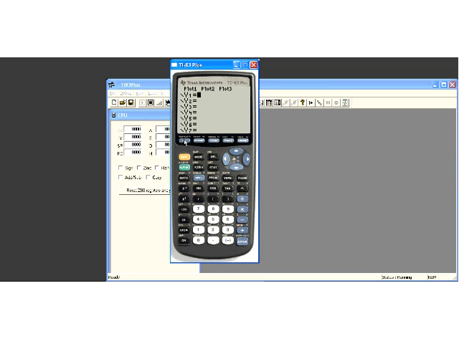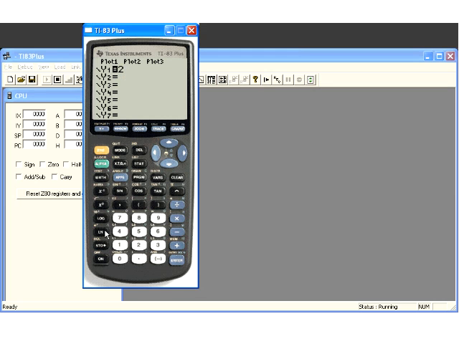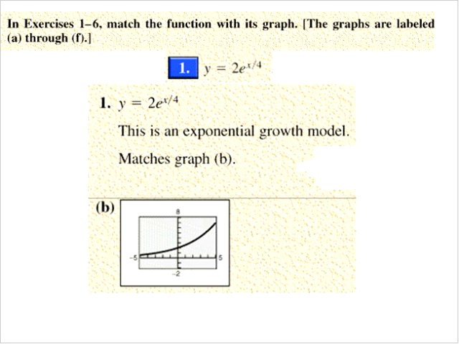We want to type in y equals 2 times e to the x divided by 4. And when I graph that, I get that line, which I believe matches up with graph B.